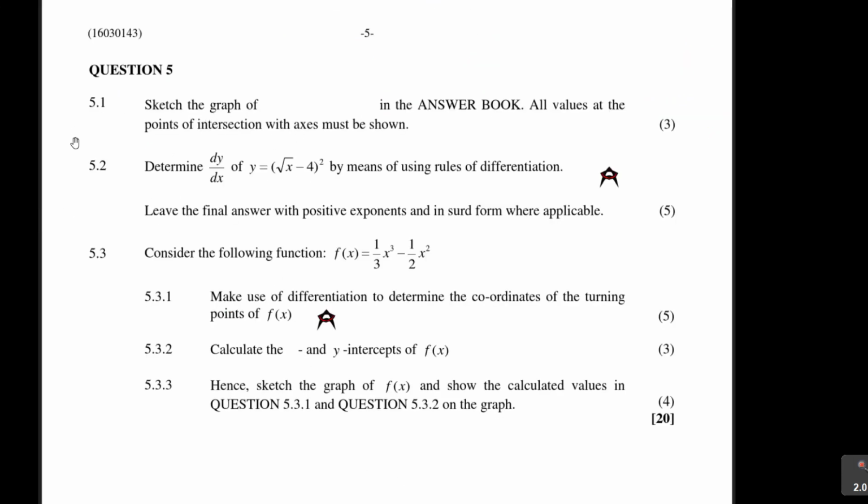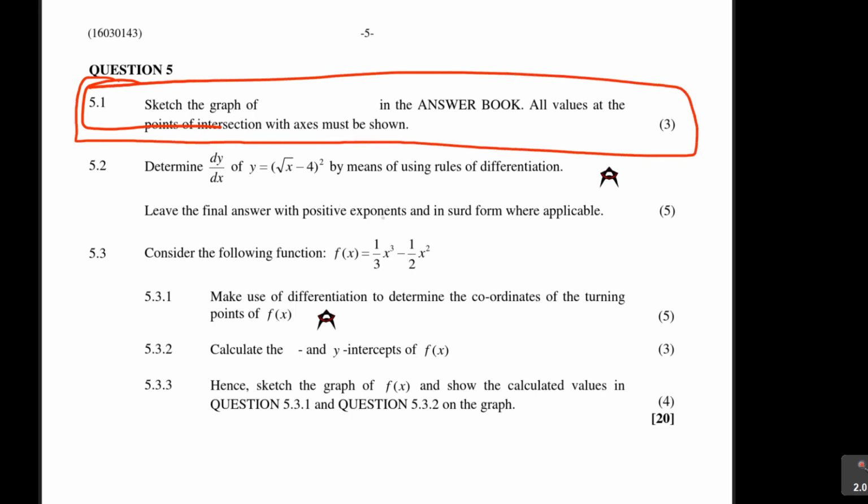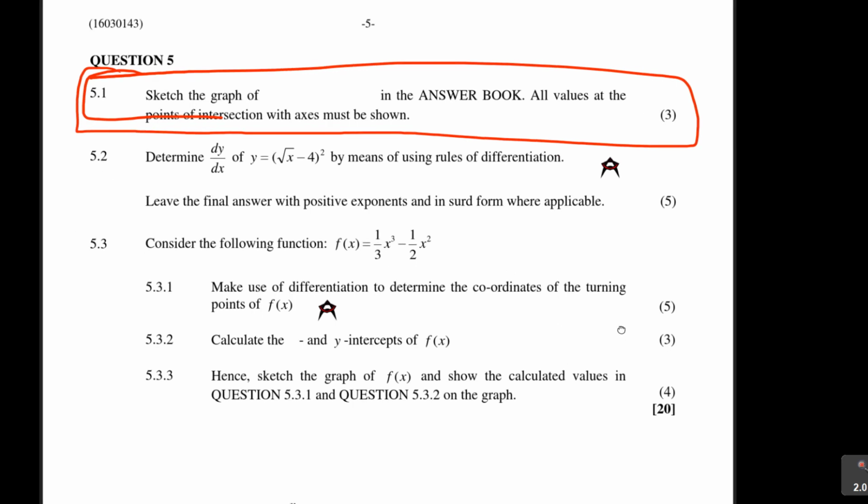Look at this one. Sketch the graph of, I don't know why it was this one. Sorry, it's not there. I think when I was cutting this, it got left out. Sorry about this, but we'll do it during the time we do graphs. I'm interested in 5.2.